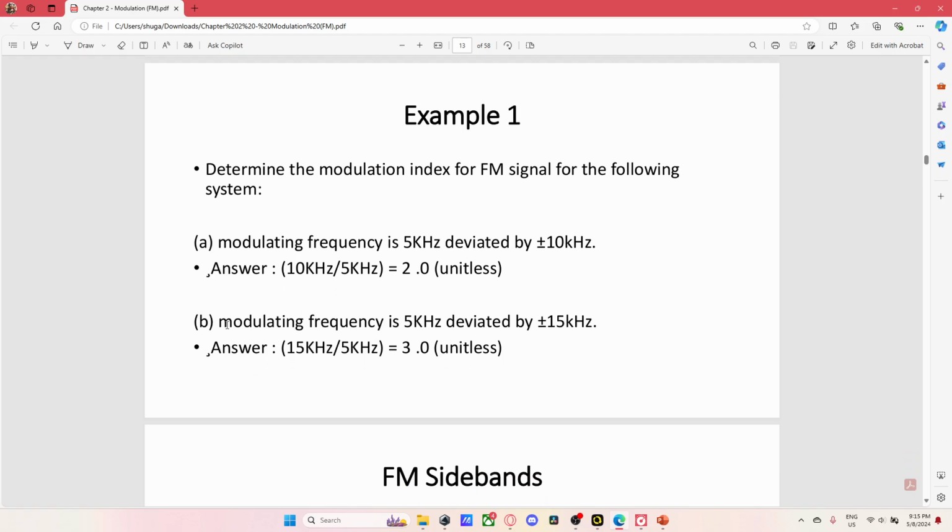In question 2, the modulating frequency Fm is 5 kHz while the frequency deviation is at 15 kHz. So we divide 15 kHz by 5 kHz, we will get 3, unitless. Okay. Do note that in FM, it is okay for the modulation index to be more than 1. Okay. Compared to AM, you can only have modulation index in between 0 and 1.